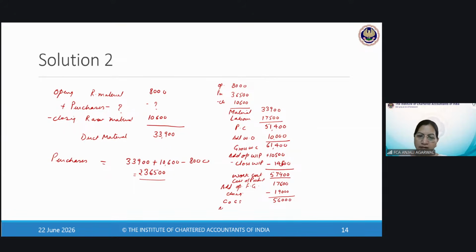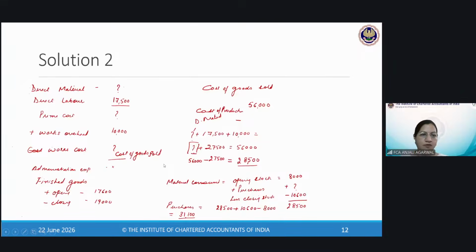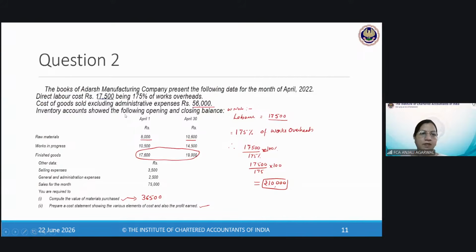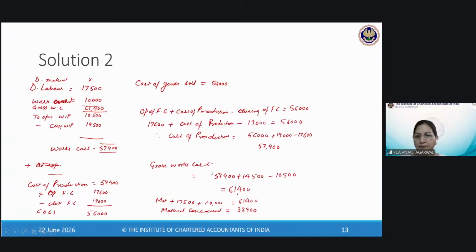To this, you will add now administration expenses and selling expenses. Why would administration have been excluded? Because they may be a part of general administration expenses which have been allocated to this and which are not specific to the product. So 3,500 and 2,500.